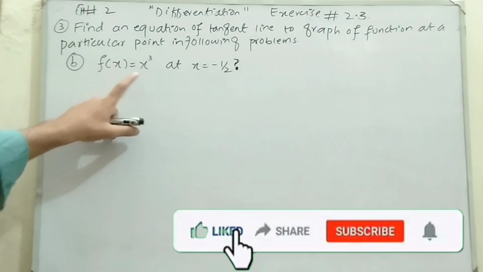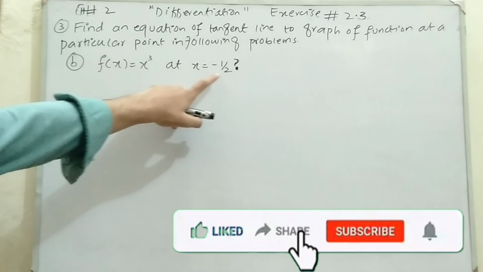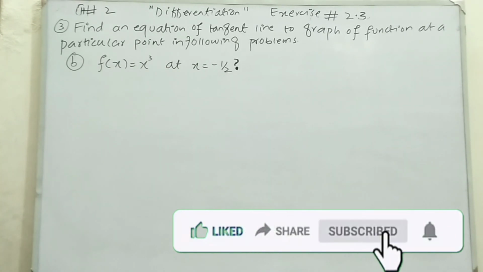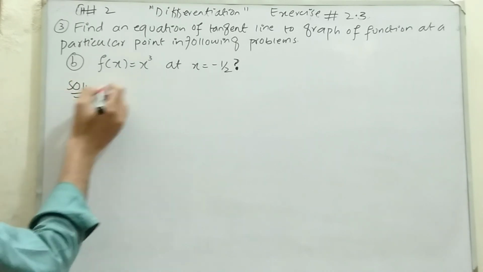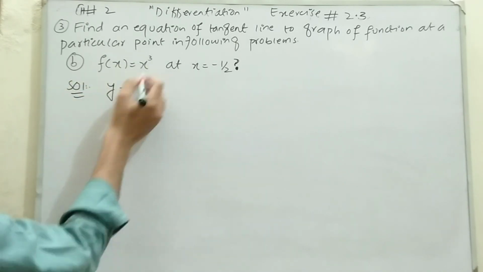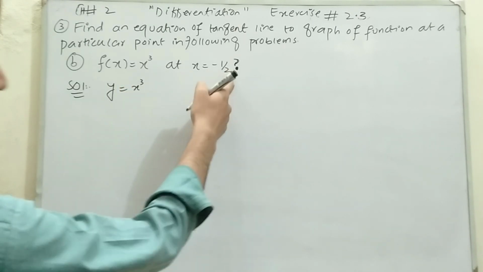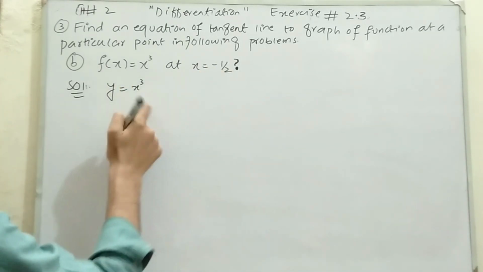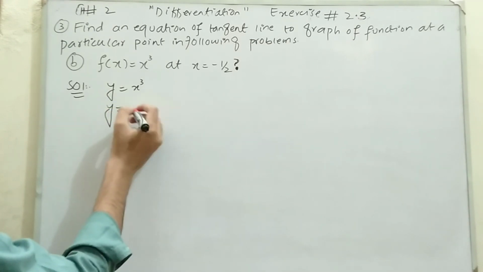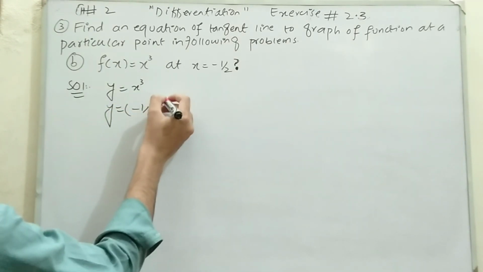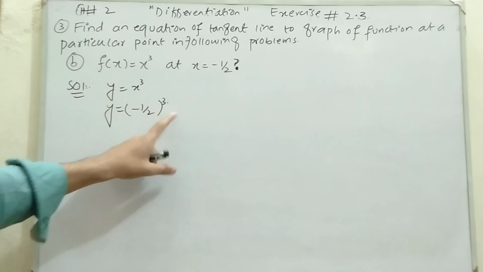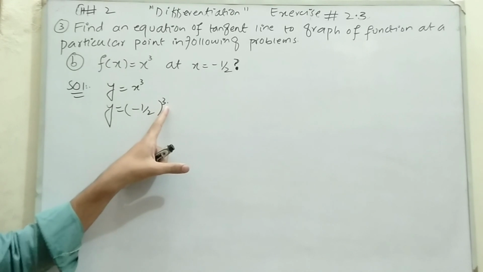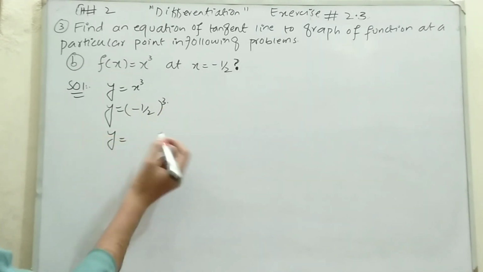A function is given, f of x is equal to x cube, at the point x is equal to negative 1 over 2. First we are going to find the value of y. How? Let's move towards the solution of part B. Let f of x be equal to y, which is equal to x cube. Now our x is equal to negative 1 over 2. By putting negative 1 over 2 in the place of x, it becomes (minus 1 over 2) to the power 3. Remember, when inside we have a negative sign and the power is odd, the result must be negative. So in this case, the answer will be in negative form.